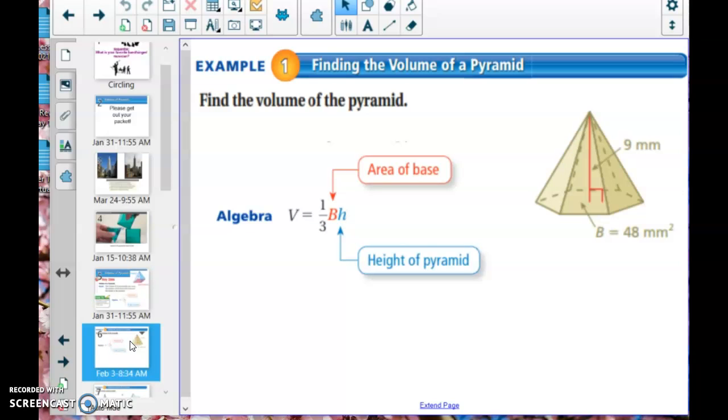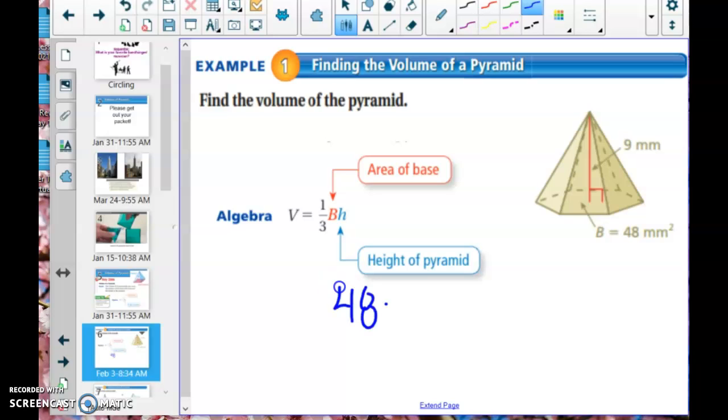So we see the basic general formula there. First thing I'm going to do is find the area of the base. Well, if you look at this shape, it is in the shape of a hexagon. I don't have a formula for finding the area of a hexagon, so that's why they just give me the area of the base for this one. That's where it says capital B equals 48 millimeters squared. So for the area of my base, I'm going to use 48.